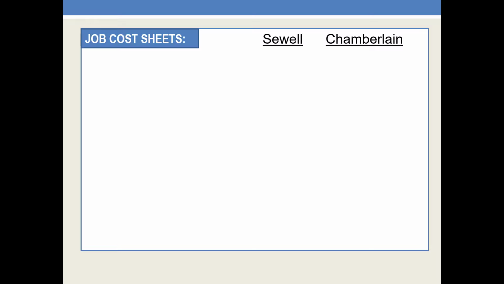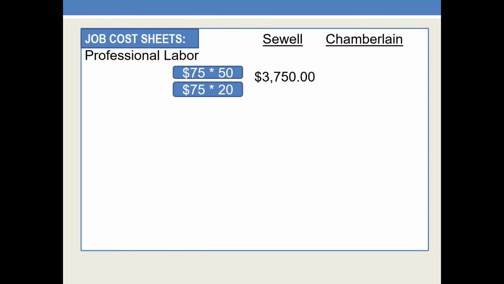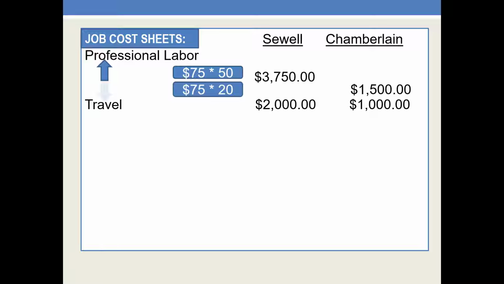Now we'll prepare our job cost sheets. First, we'll assign the direct cost directly. The Sewell job required 50 hours. The pay rate is $75. So $3,750 is traced to the Sewell job. For the Chamberlain job, $75 for 20 hours of professional labor, or $1,500. Travel costs were given to be $2,000 for Sewell, $1,000 for Chamberlain. These are our direct costs.